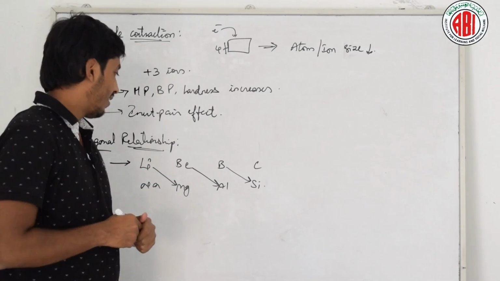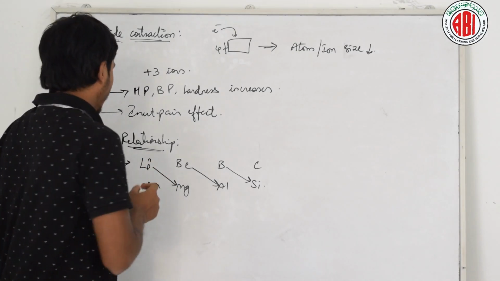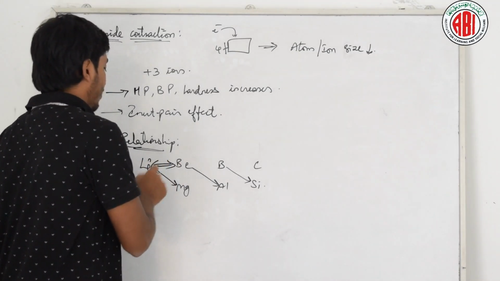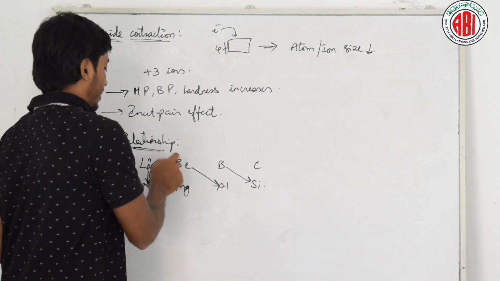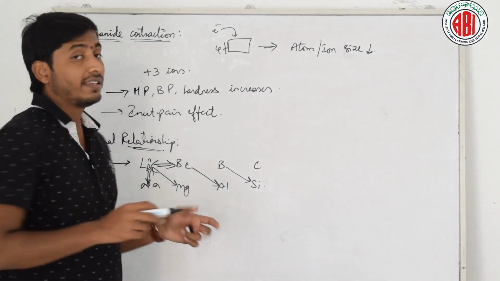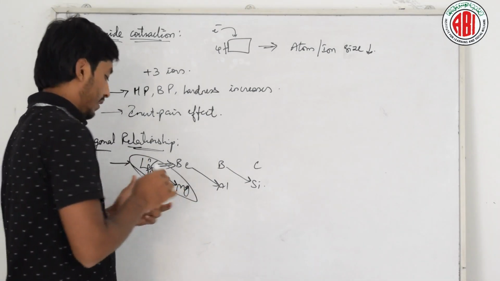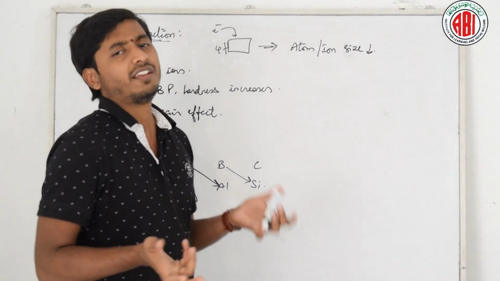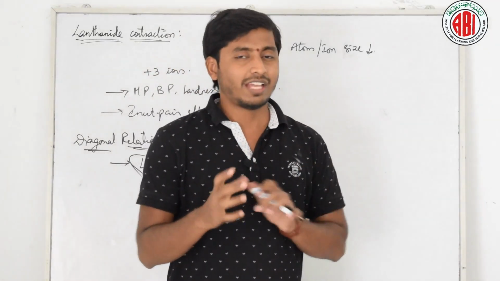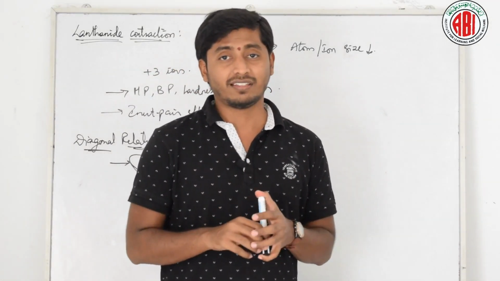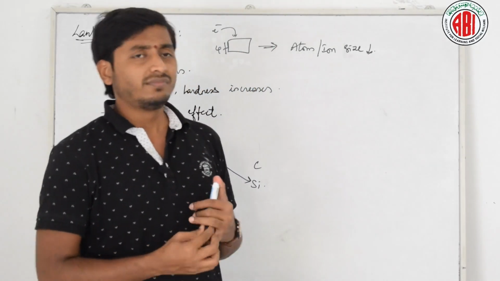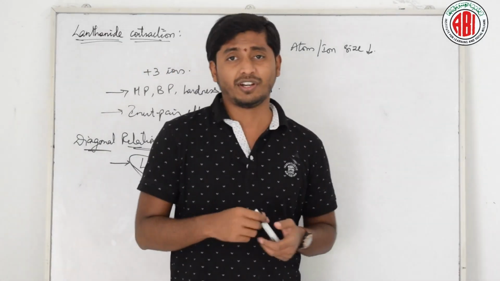And if I want to compare the similarity in the same group or in the same period, it is very much better when compared to this kind of diagonal similarity, right. Then why do we discuss it? We have to discuss everything in different ways. Fine. These are the basic things of the periodic table.